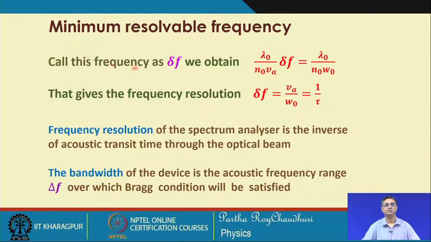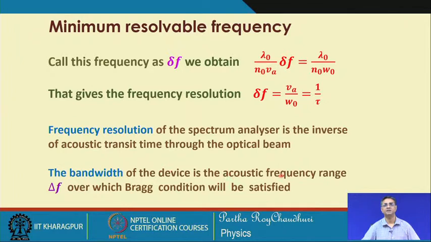Now, call this minimum resolvable frequency delta f. Therefore, lambda 0 by n 0 v times delta f is equal to this. So, this gives you the frequency resolution. If you bring this to the right hand side, then lambda 0, n 0 and all those things will cancel, leaving just the acoustic wave velocity divided by the optical beam width, which is equal to 1 upon tau, the transit time, the access time of the acoustic beam for the optical beam. Frequency resolution of the optical spectrum analyzer is therefore the inverse of the transit time.